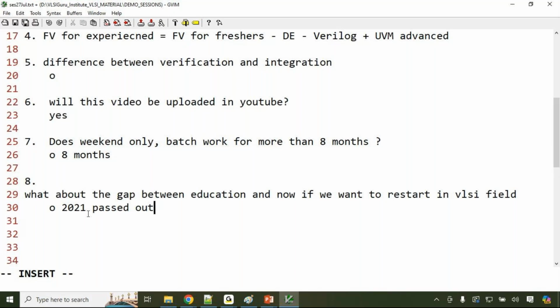But if the gap is too much, let's say you are 2005 pass out, which is a 19 years gap, that's a problem, because at 19 years finding opportunities is a little difficult. But then I have also seen people who are 2010 pass out and who got jobs also. It's not like 2005 means you will not get a job. If you are very good, if you are skilled, you learn the things, companies will hire you.